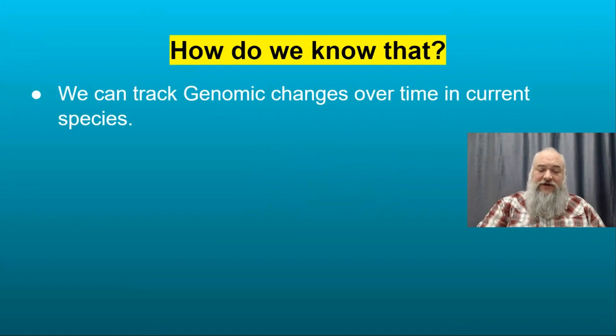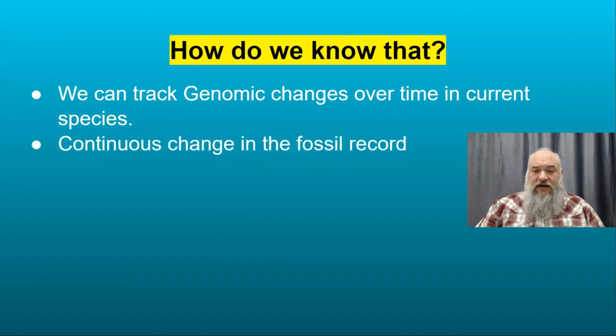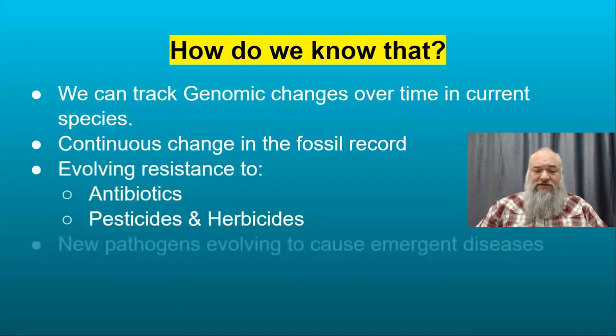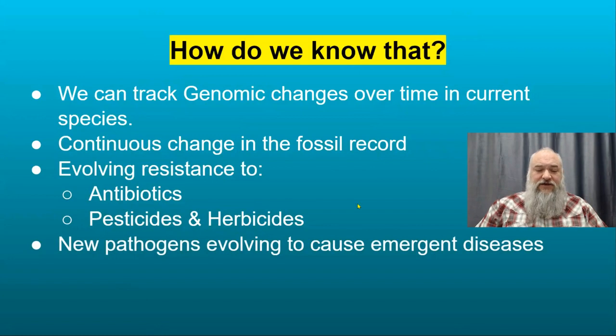We can track genomic changes over time in current species, especially with short-lived species, so we can see how they have changed over just a few years. We can see that change in the fossil record. It hasn't really slowed down any. We can look at evolving resistance in antibiotics, pesticides and herbicides, and new pathogens evolving to cause emergent diseases like COVID and things like that. So we're seeing it all over the place, guys.